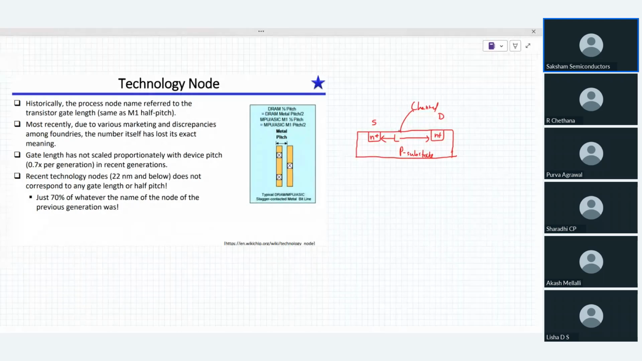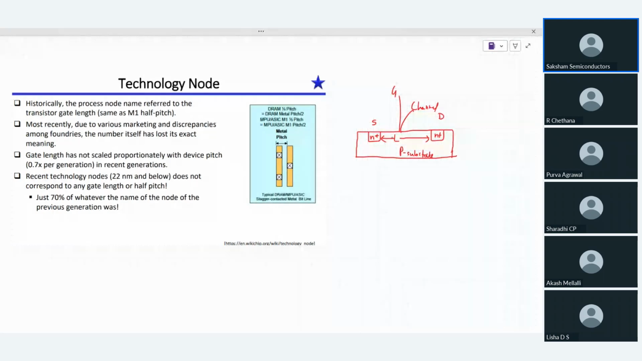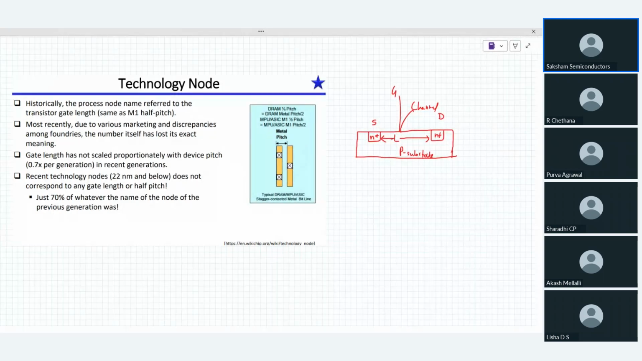And of course, here would be your gate. Now, earlier, how exactly did we define the size of the MOSFET? It was basically the length of the channel. So the length of the channel defines the MOSFET size, and this was in earlier days.